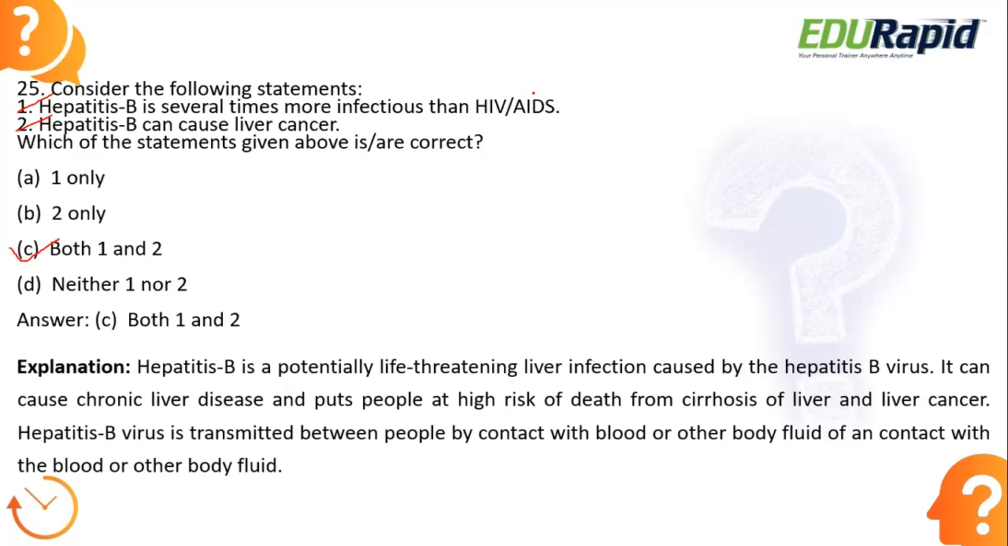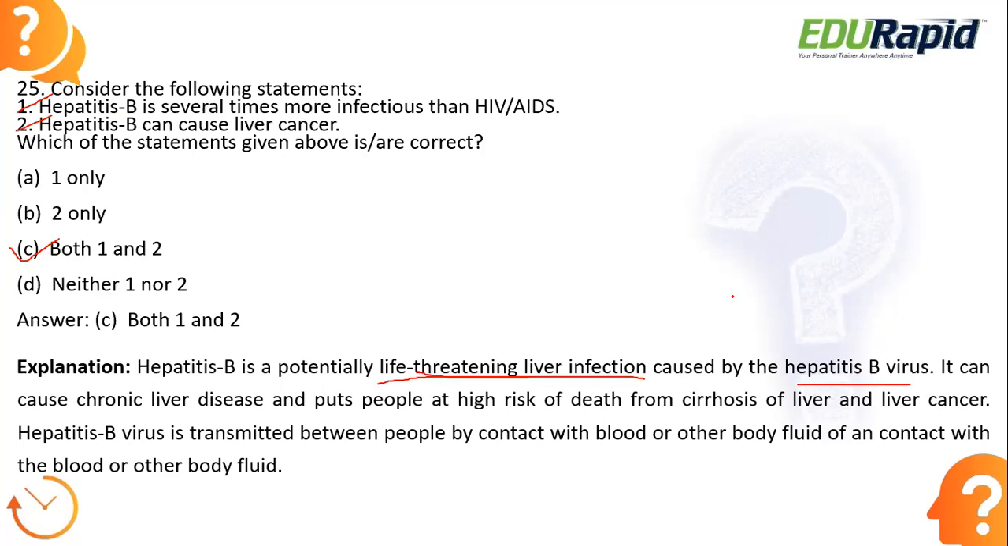it can be completely fatal. Persons suffering from hepatitis B are at a highly life-threatening infection because it can be completely fatal. A person can die. Hepatitis B is a potentially life-threatening liver infection. So when a person starts suffering from hepatitis B, the liver is one of the major organs that gets damaged. It is caused by a virus called the hepatitis B virus.